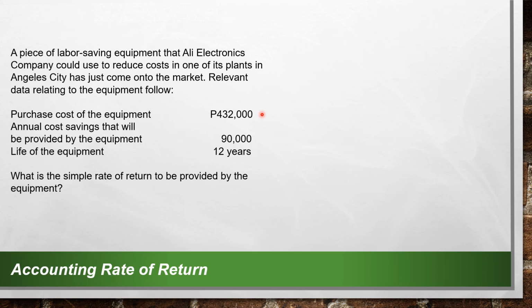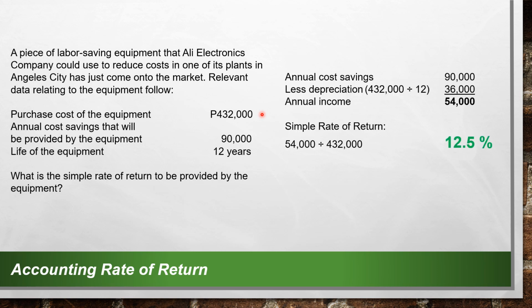Simple rate of return refers to the ARR based on original investment. So we have here annual cost savings of 90,000. We less the depreciation, which is 432,000 divided by 12, so we get 36,000. So we have an annual income of 54,000. Our formula for ARR is net income divided by cost of investment, so simply divide 54,000 by 432,000. So you have a simple rate of return of 12.5%.